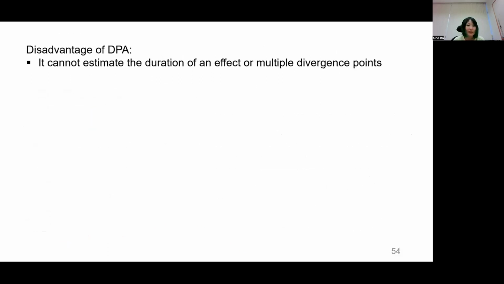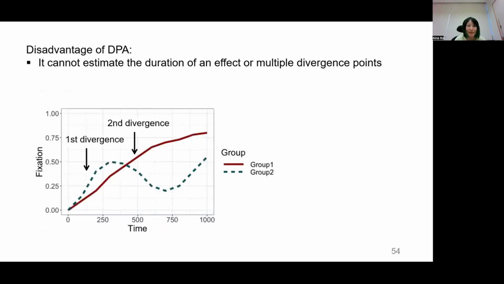But there are also disadvantages. So the PA can't estimate the duration of effect or multiple divergence points. So it can only estimate one divergence point, the first one, and it cannot test how long the effect lasted. So for example, if you have data like that, and 2 divergence points, let's say this one is the divergence point for this difference, and then the second one is for this difference. You can only test one. So if this is not significant, this will appear. If you detected this one, then this won't appear in your analysis, in your results. Okay.